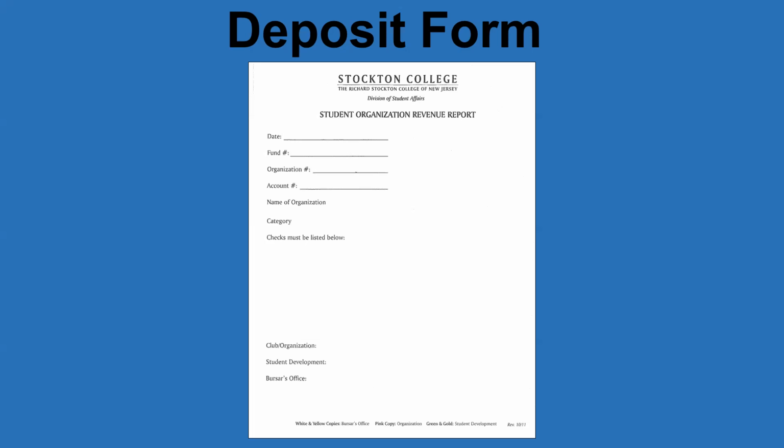You don't have to run up at noon and then run up at 2 and then run up at 4, unless you've got a lot of money. Make deposits. So what you're going to do is come in with your envelope of cash, and you're going to put what date it is, your fund, organization, and account number. We can help you fill out, but it's on the OspreyHub. Category, if you have any checks, they must be listed there. What's your club? This is a signature of the club, a signature of the student development, signature of the bursar's office. You will get a copy of this, and it will go into your revenue account.